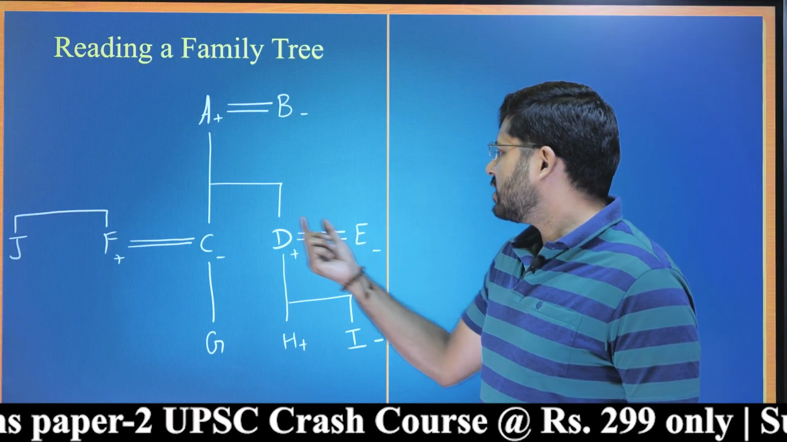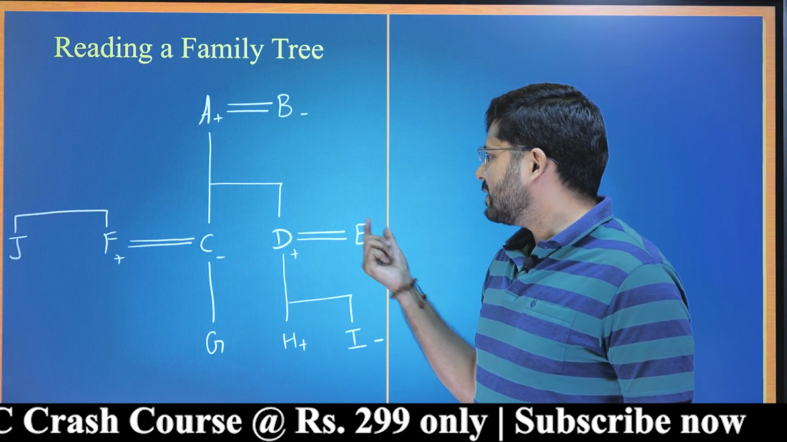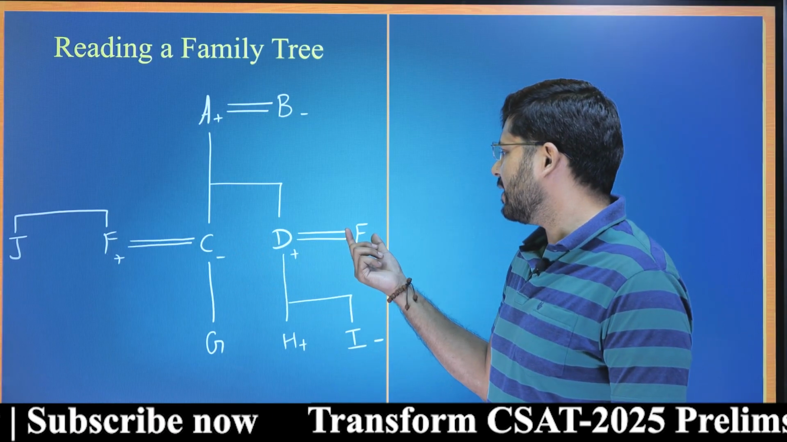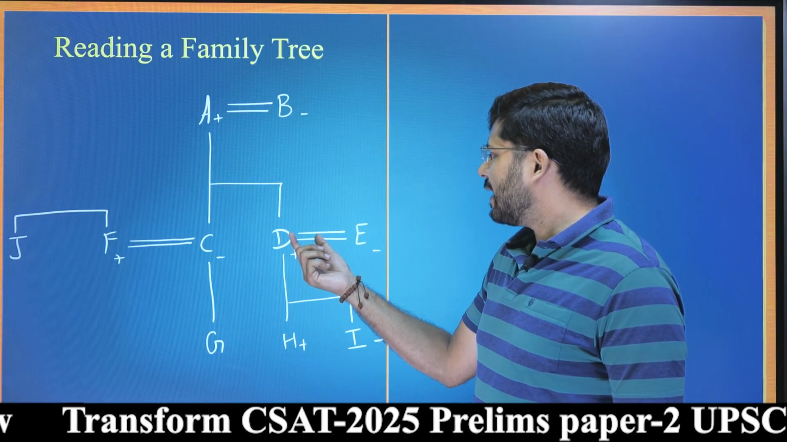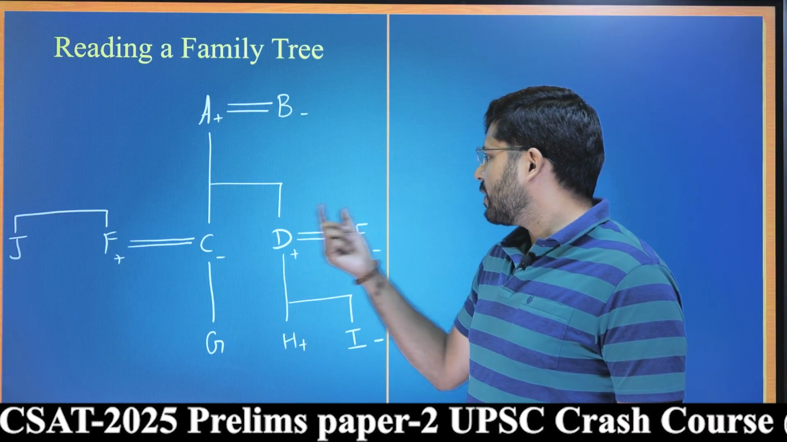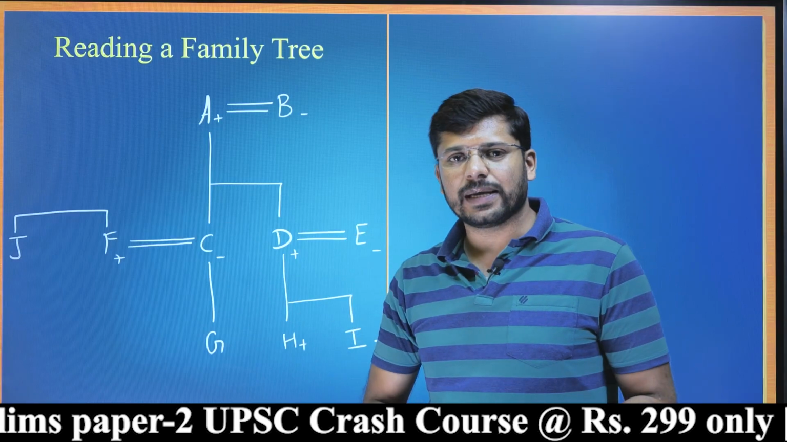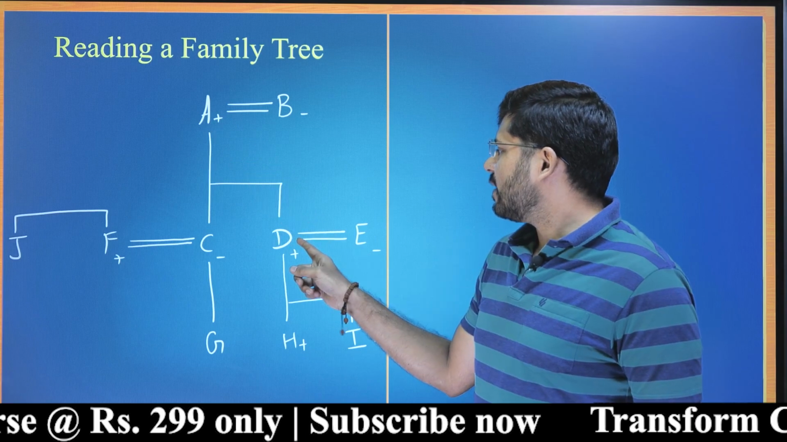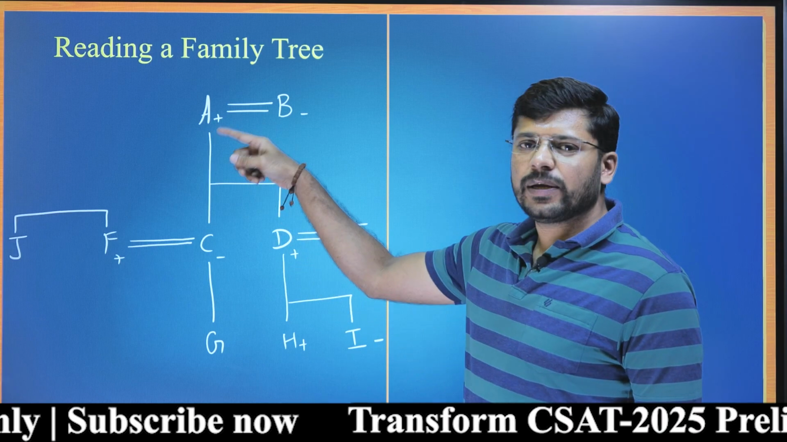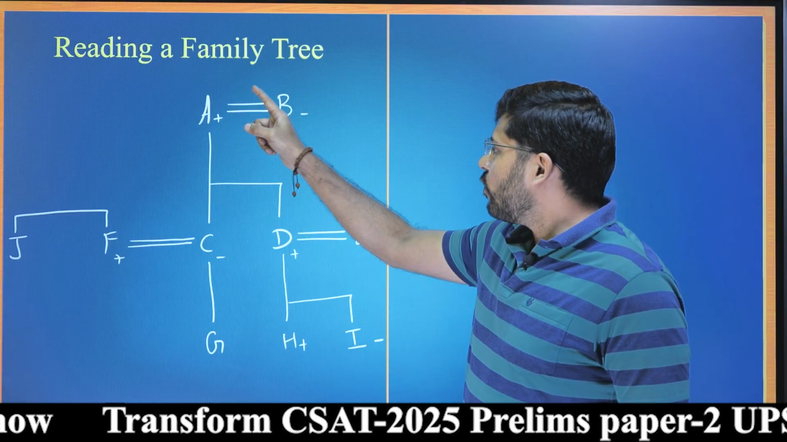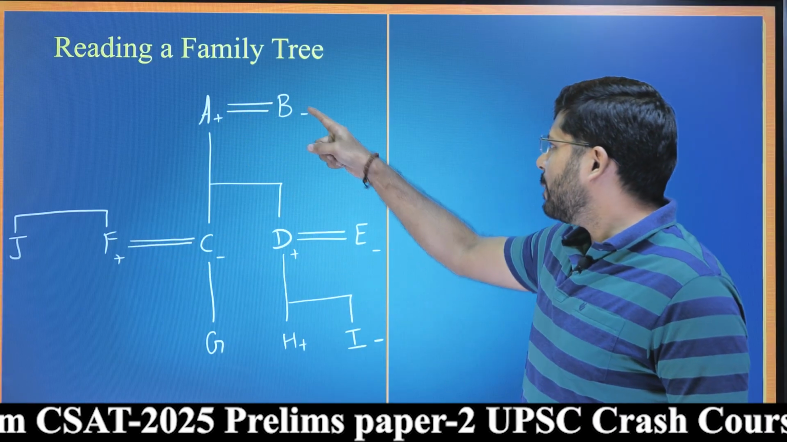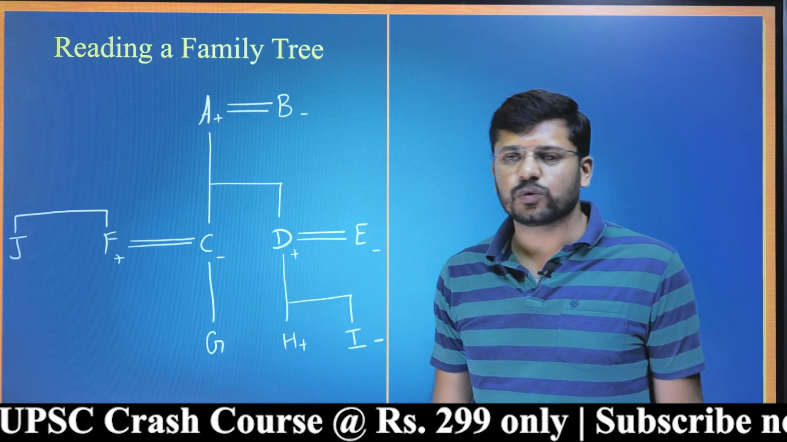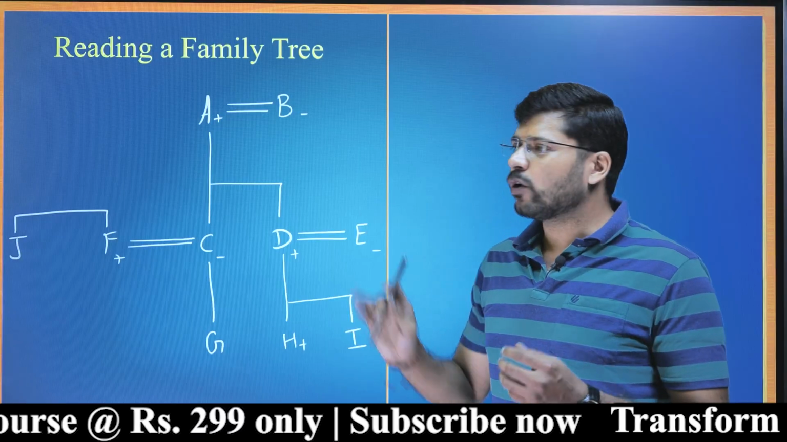Similarly, the relationship between C and E, again C and E are sister-in-laws to each other, because C's brother is D and D's wife is E, and E's husband is D and D's sister is C. So C is the sister-in-law of E and E is the sister-in-law of C. And then F is the son-in-law of A and B, and E is the daughter-in-law of A and B. Then A is the father-in-law of F and E. B is the mother-in-law of F and E. So these are all the relationships that we can make out from this family tree.